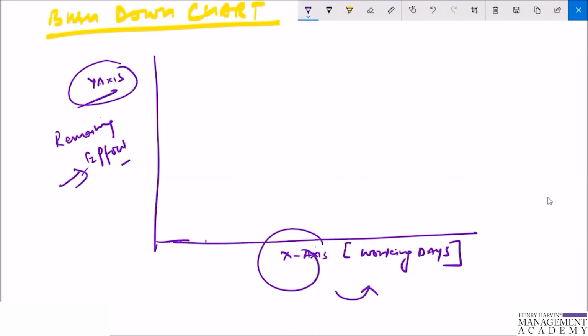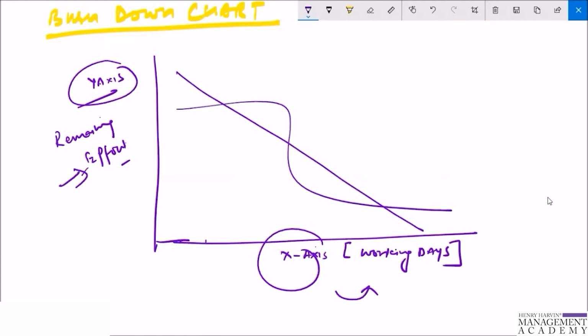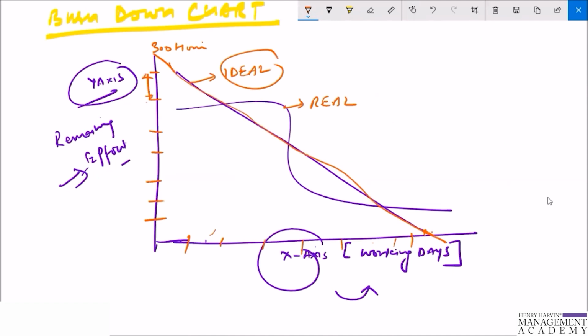And here there are two progress lines that generally come. One is, suppose, ideal, and this is, suppose, real. Ideal means that if, suppose, you have 300 hours to be burned, and that needs to be burned in, suppose, 10 days, then this is the ideal line, if we are burning a specific number of hours in a day. The ideal line says that the burn down should happen in this manner, but the actual or real one is a little bit different, so it might happen in this way.